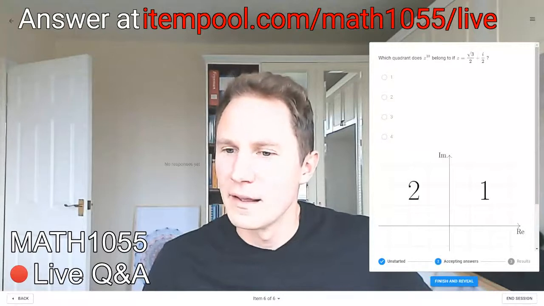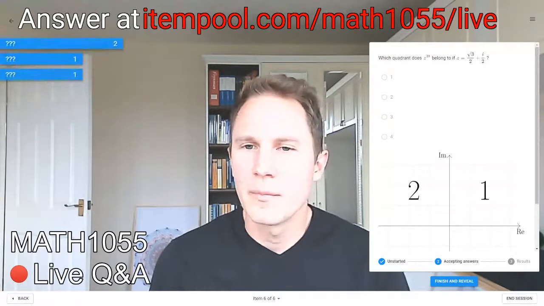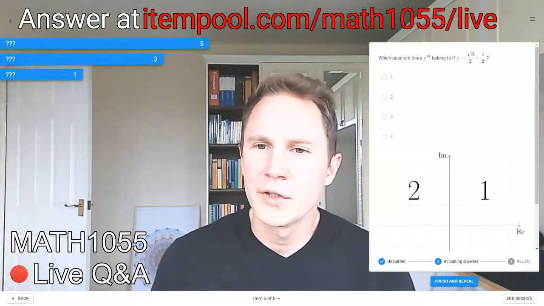Oh, sorry. I have to begin accepting answers. Yes, sorry about that. At least you all know what the problem is, and then the race is on. So the number that is given is √3/2 plus i/2.